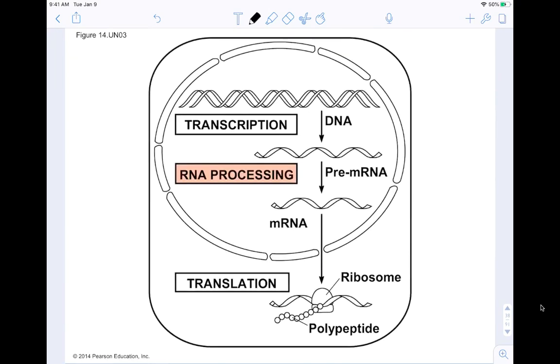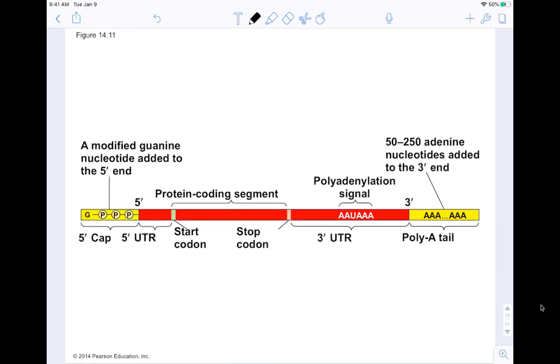Okay, so now we are in RNA processing. We are taking out the pieces that we don't want in our pre-mRNA. We are adding our caps on and our tails, and then we are going to send that finalized mRNA out to translation. Here we have our 5' cap, which will help the ribosome identify, hey, this is mRNA, it contains information for a protein, let's read it. And then our poly-A tail is going to help prevent degradation while it's moving around the cytoplasm.